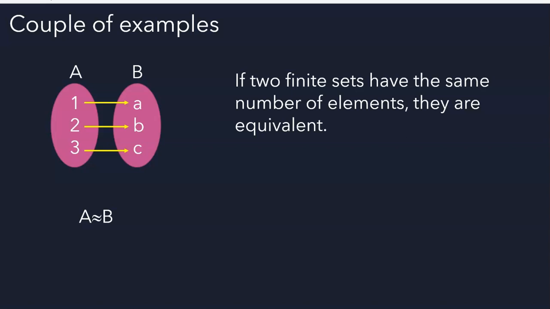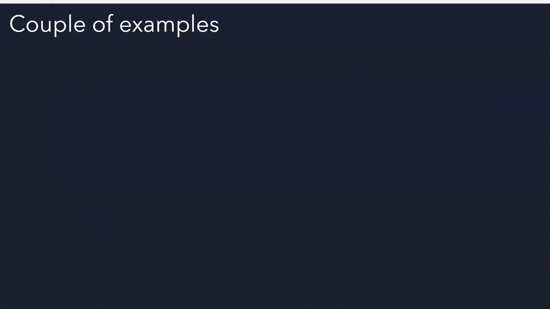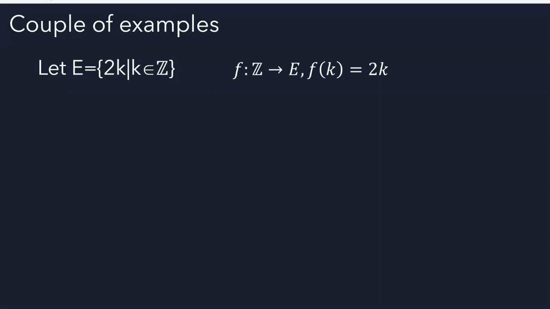It starts getting interesting when you start talking about infinite sets. So let's do that. Let E equal the set of even integers, so it's everything of the form 2k where k is an integer. Let f be a mapping from Z to E, which I'll define to be f(k) = 2k. Clearly one-to-one and onto. I'll let you prove it as an exercise. So the set of integers is equivalent to the set of even integers, which is kind of freaky since E is a proper subset.